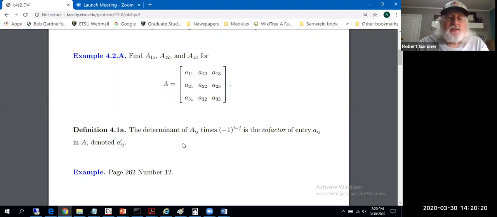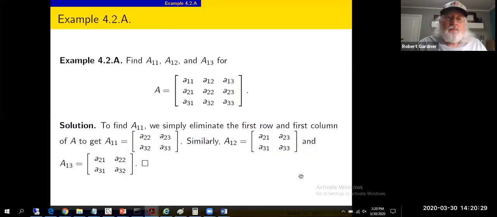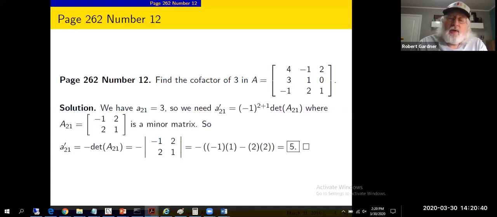So let's find some cofactors. As an example, number 12. Here's a 3 by 3 matrix. Find the cofactor of entry 3. Okay, entry 3, it's in the second row, first column. So this is the entry lowercase a sub 2,1 of matrix A. And we want to find the cofactor of that.